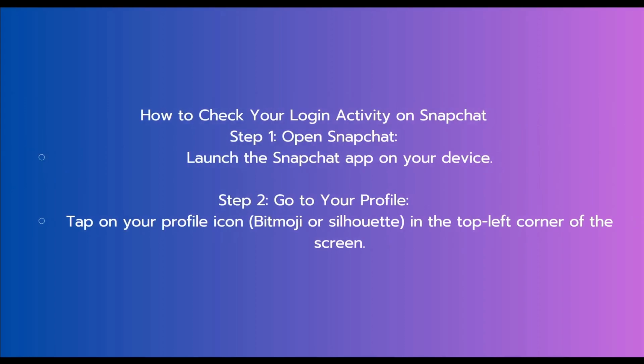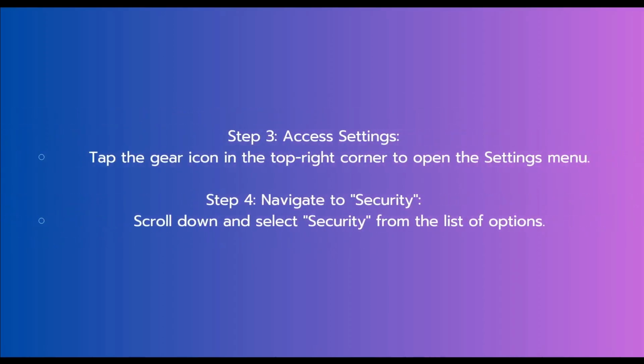The next step is to go to your profile. Tap on your profile icon, the Bitmoji or silhouette in the top left corner of the screen. The third step is to access settings. Tap the gear icon in the top right corner to open the settings menu.